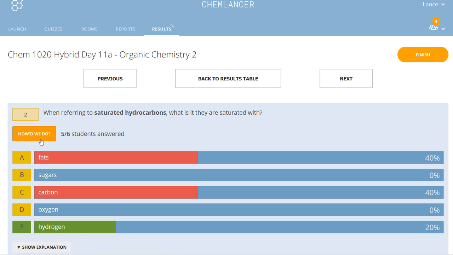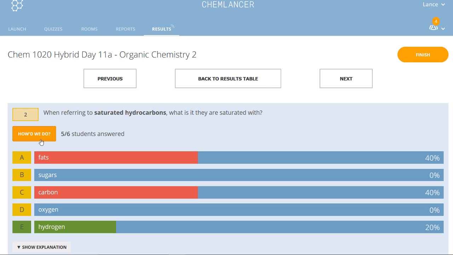This here is an example of a saturated hydrocarbon right here. All of the carbon-to-carbon bonds are single bonds. This one here is unsaturated, which means it has something other than carbon-to-carbon single bonds. If we were to open this up, that means we can put in more hydrogen.